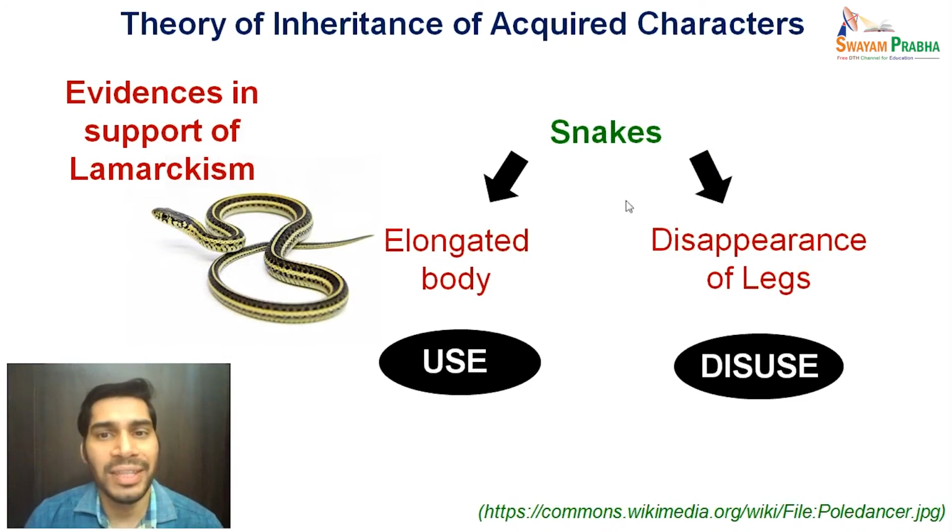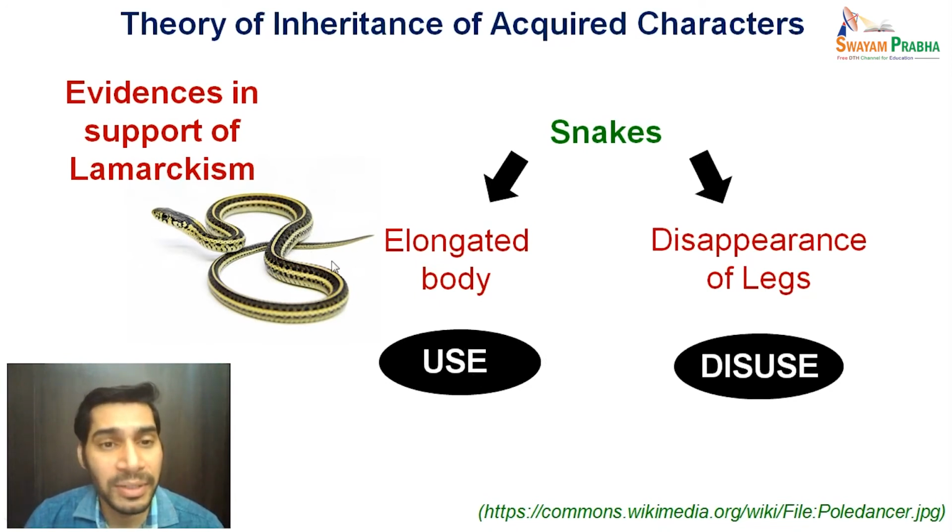The third example can be of the snakes. According to Lamarck, once upon a time, snakes were not like what we see them as of now. According to him, snakes also used to have limbs, the forelegs and the hind legs, etc. And also, they did not have this kind of slender, elongated body. But in order to survive and get protection, snakes started making burrows and living inside those burrows, because of which they developed this elongated body. So they started using this slender elongated body.